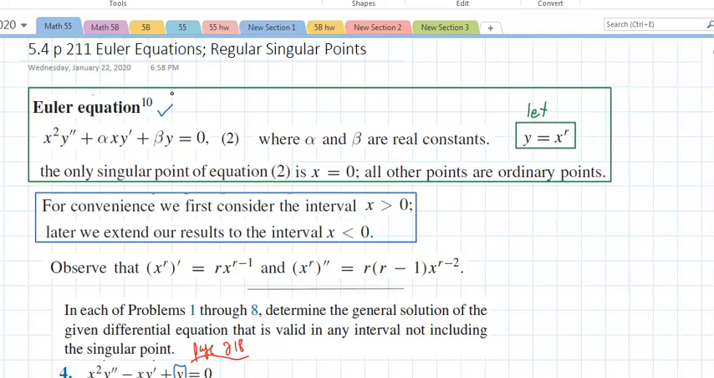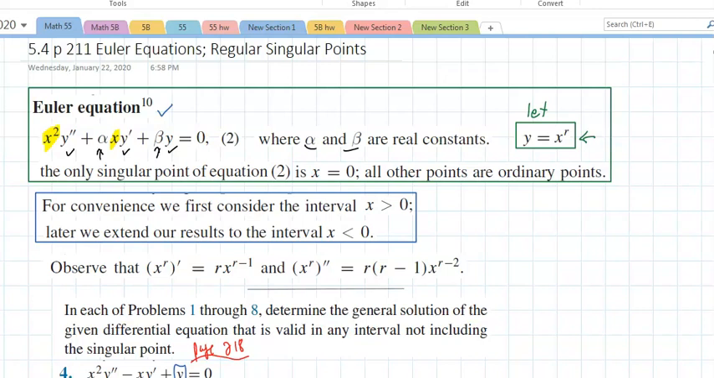Euler equation, number 10. If you happen to have an x squared, an x, and a constant, that reminds you of what? Quadratic in x, and y prime and y double prime, linear in differentials. So linear differential equations with non-constant coefficients, where alpha and beta are actually numbers. If that's the case, he said, if you see it that way, let y equal x to the r, that will work.